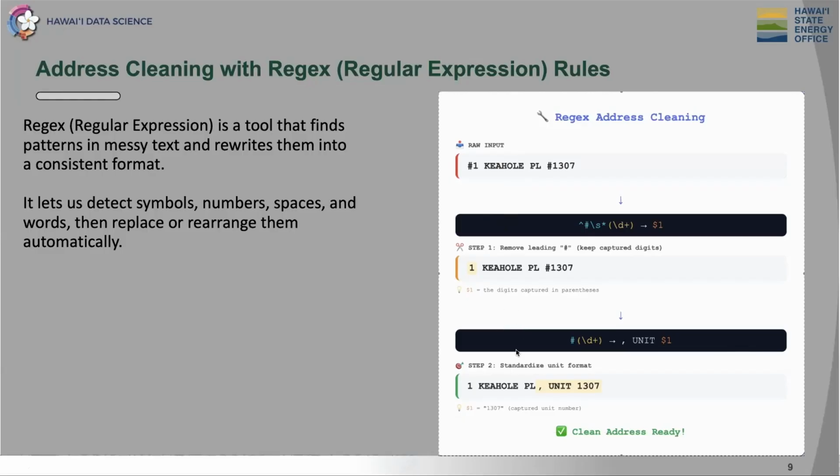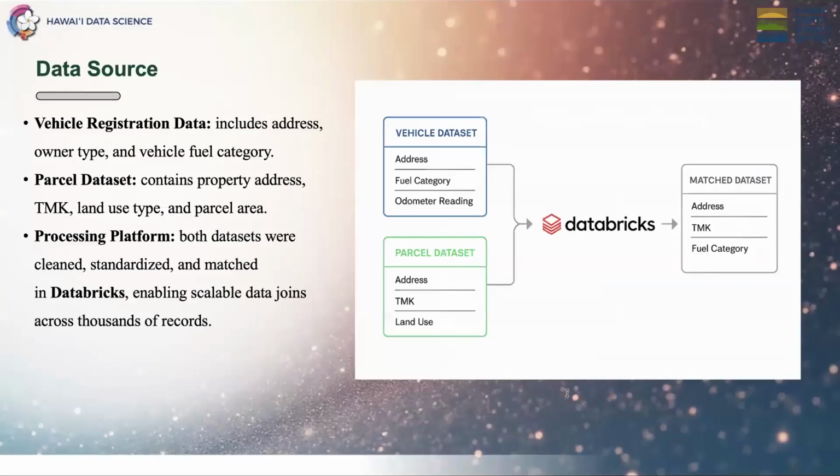Then the next code says, again, if you find any hash followed by digits, take the digits with $1, and put the comma and unit before that. So this is the way regex can clean messy addresses step by step. Okay, so the source of the data.